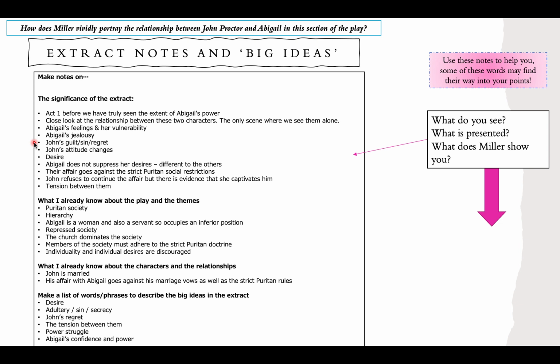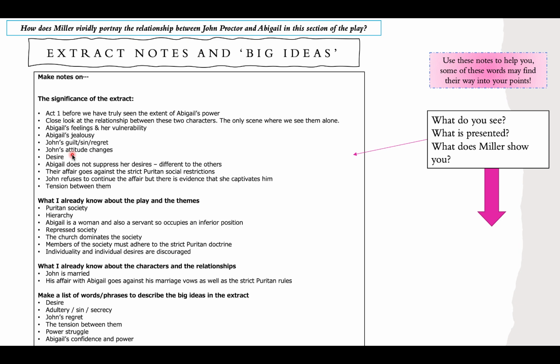Now, notice how I'm showing you that we start with this, it moves on to this. So you should also be thinking about how ideas progress throughout the extract. It doesn't begin with him showing his regret, but it definitely ends that way. And then we've got John's attitude changes. So I do just want to make a note of that for myself because I may use that later on.